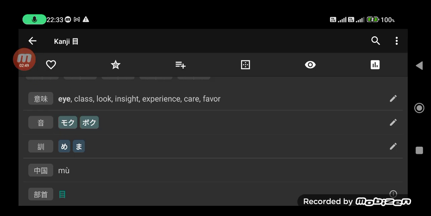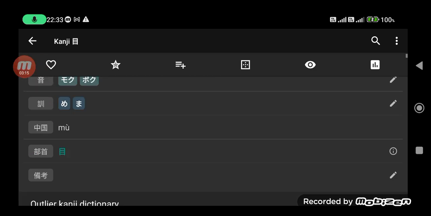Now let's go to onyomi. What are the onyomi readings here? We have 2: moku, boku, and we don't have any okurigana here. Kunyomi reading, we have 2 also. The most widely used is me, and the rarely used is ma.